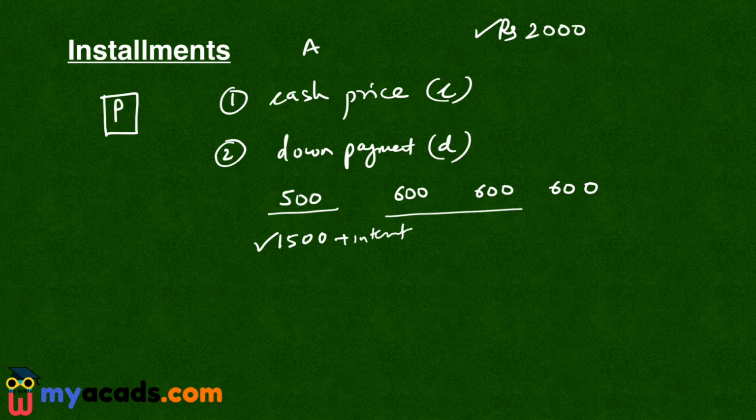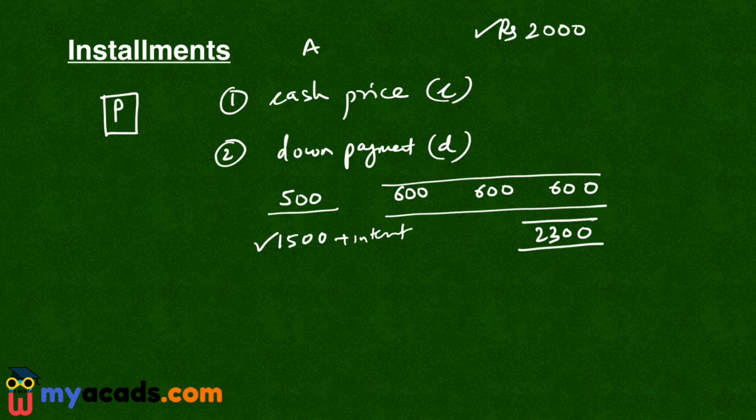form of EMIs. So in this case, the total amount paid by the person is 600 plus 600 plus 600 plus 500 equals 2300. So instead of paying 2000 rupees, the person is paying 2300. So 300 rupees is the interest. So this is the concept of installments.